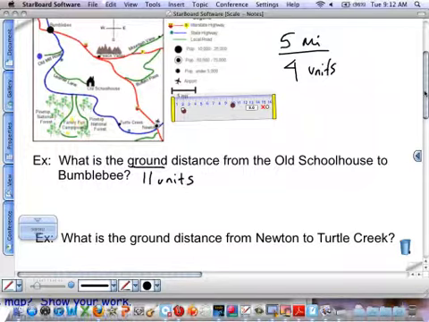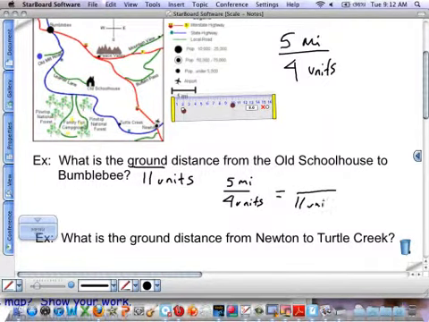You guys ever set up proportions before? Yeah, most of you should have done that at some point. So if we use the scale, 5 miles over 4 units. What's the value down here at the bottom? Units. So this one also has to have units. So that's where my 11 units is going to go. And what are we trying to figure out? The unknown miles. How do we solve proportions? Cross multiply.